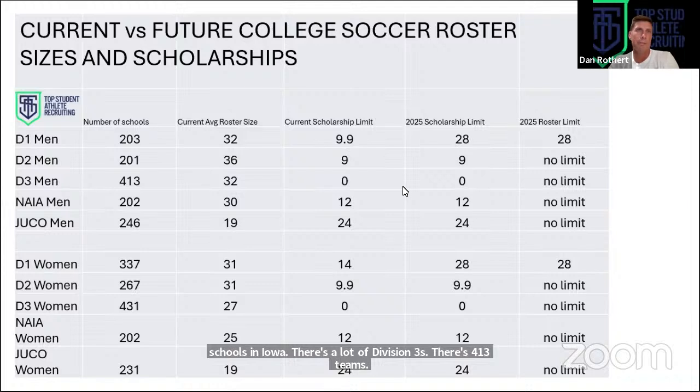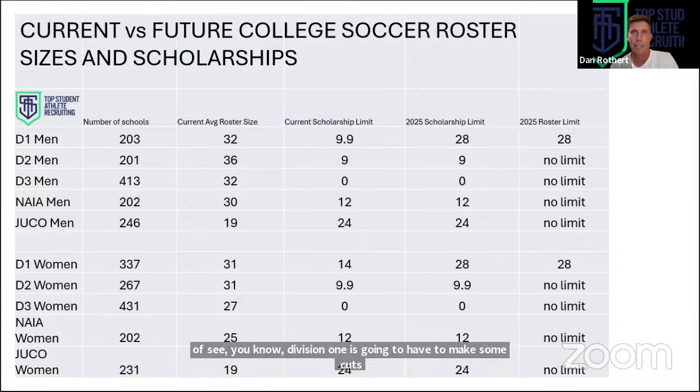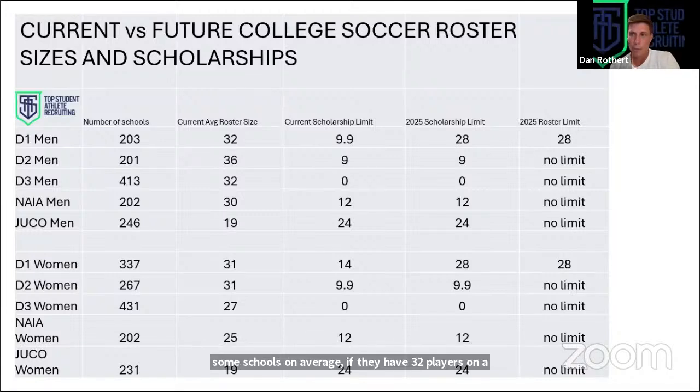So you can look at this briefly and see Division I is going to have to make some cuts. If schools on average have 32 players on a roster and have to get down to 28, they're going to be recruiting fewer players. And that means more players are going to go to these lower levels, and that's going to change some things in terms of how recruiting is going.